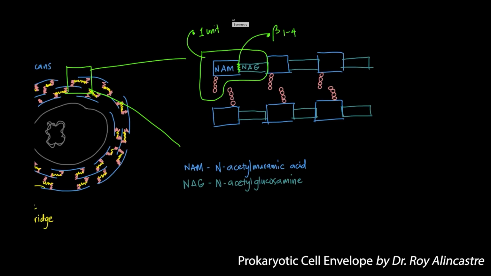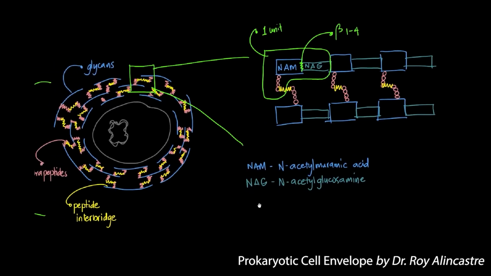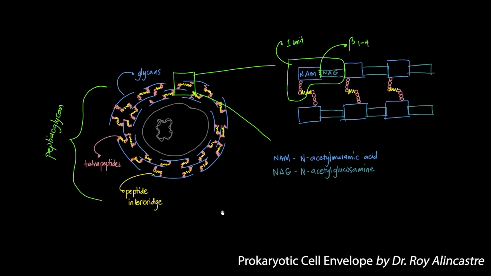Now to make the bonds even stronger, the tetrapeptide chains are also cross-linked together with a peptide interbridge. Okay? So that is the basic structure of the peptidoglycan wall. This is also called murein or mucopeptide. So when you say murein wall or mucopeptide wall or peptidoglycan or cell wall, they are all synonymous with each other.